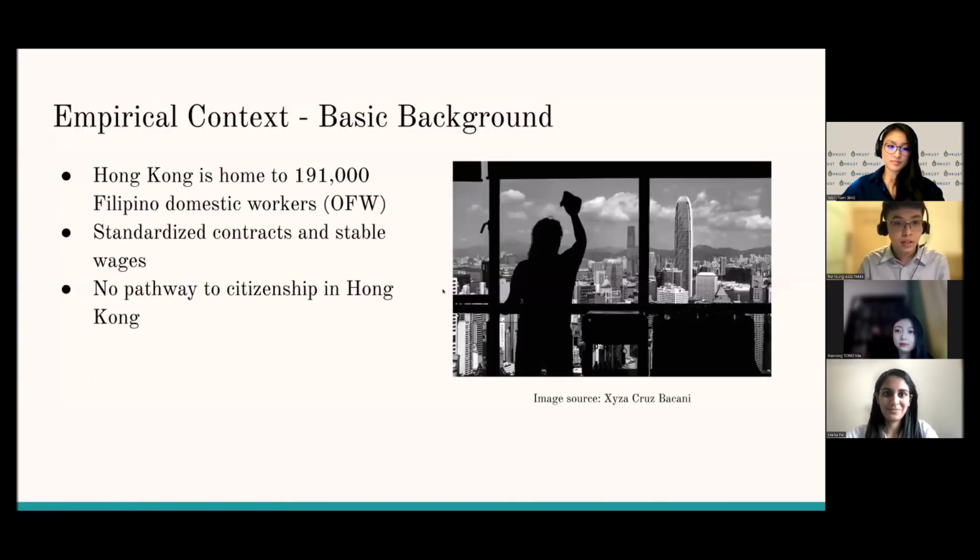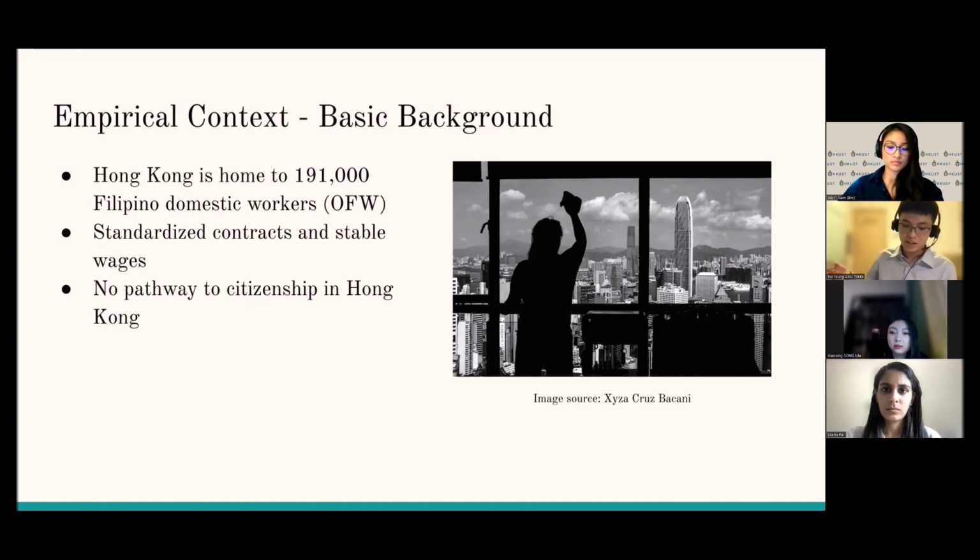Sneha, please. Okay, so Hong Kong is home to close to 190,000 Filipino domestic workers. All of them have standardized contracts by law, and this means that they have stable wages and predictable incomes, and that they can plan their futures ahead. As there exists no pathway to citizenship, they will all return to the Philippines eventually. So, one might be interacting with Filipino domestic workers here and there, and you might be wondering, okay, how well are they actually doing?